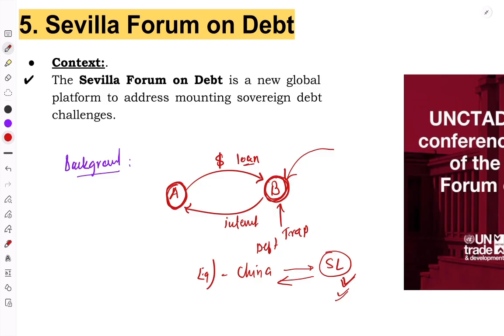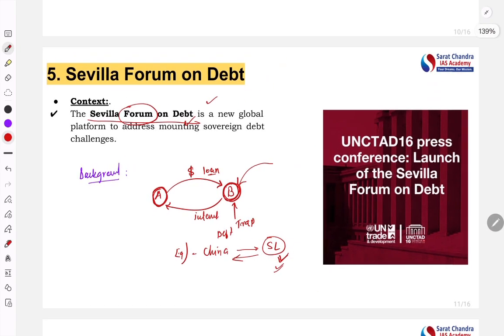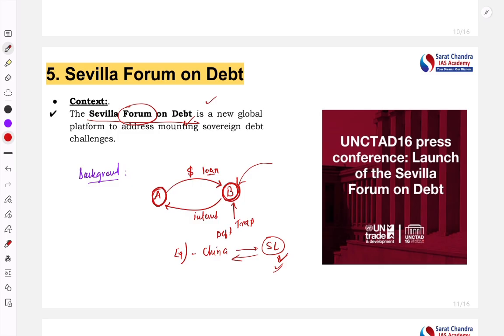Now you will be able to understand this particular issue, that is the Sevilla Forum on Debt. From this, you will understand that this is the forum which will try to solve the issue of sovereign debt, and help those countries who are struggling to repay their loans. So this is the news and this is the background of this particular issue.